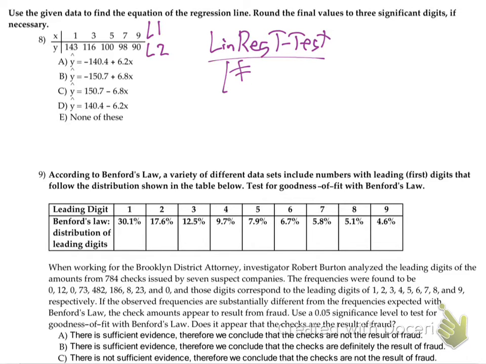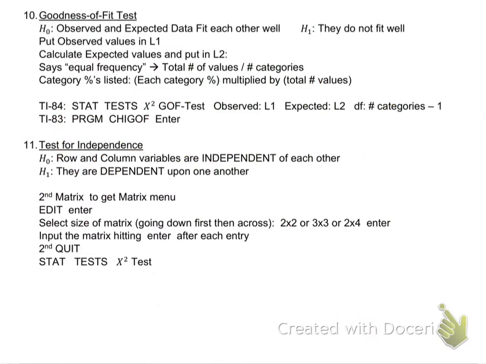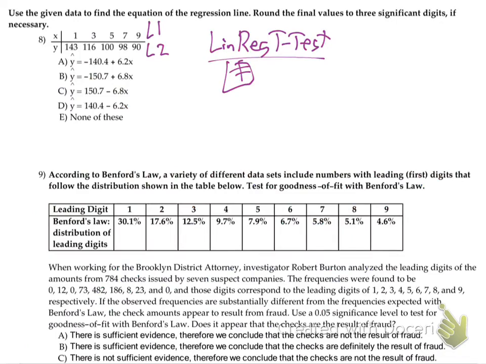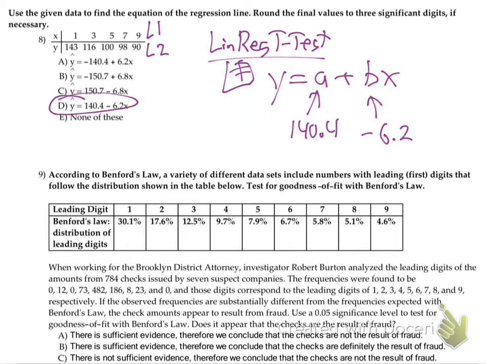We're always choosing not equals, right? That's what it says back there. If you look at it, right, not equals. Okay, so when I hit the buttons, I'm getting y equals a plus bx, where the a is 140.4 and the b is negative 6.2. There it is. D. We good?